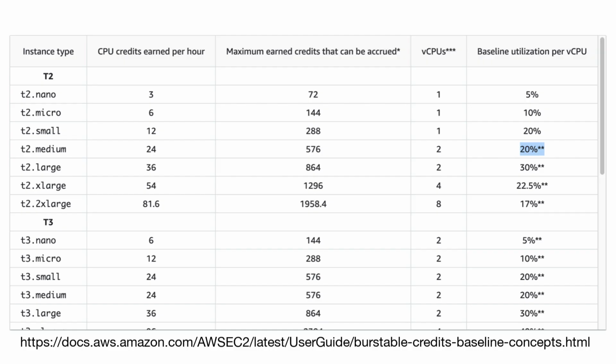So the last thing I'm going to say about CPU and T2 and T3 instance types is that Amazon actually has a page where it shows how many CPU credits you earn per hour, the maximum credit you can earn, the number of CPUs you have, and then the baseline. So here, the baseline for T2 medium is 20%. So it depends on the number of CPUs what the baseline is going to be. Now it shows here T2 large is actually 30% and not 20%. So it's better to check what baseline you get, as it depends on the instance type.